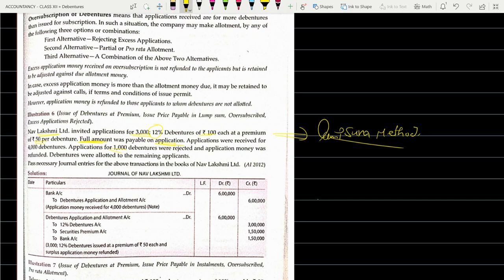Now you will fix the values. So debenture application allotment was rupees 6 lakhs, and here 12% debentures will be 3 lakhs. Security premium will have 1 lakh 50, and finally the bank account will have the remaining amount of rupees 1 lakh 50, and you have to write the narration. If you have any doubts, please let me know.